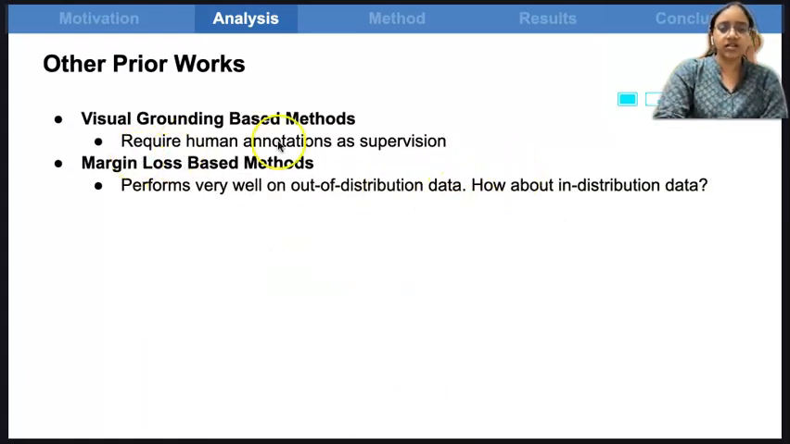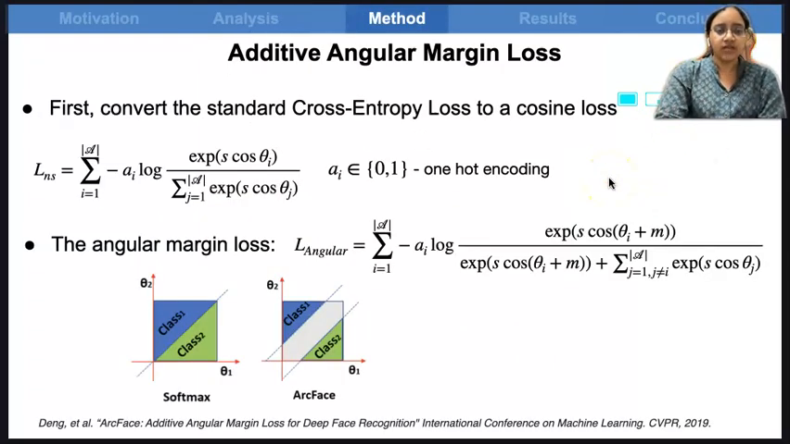Visual grounding-based methods ensure that the models are able to achieve visual grounding, but they require human annotations as supervision. The margin loss-based methods tend to overfit to the out-of-distribution test set that we showed, but perform very badly on in-distribution data. To begin with, we first show the angular margin loss introduced by ArcFace, the face recognition method.